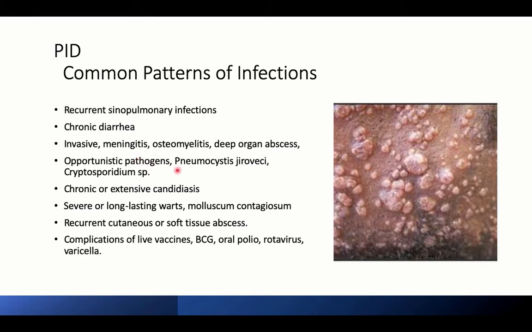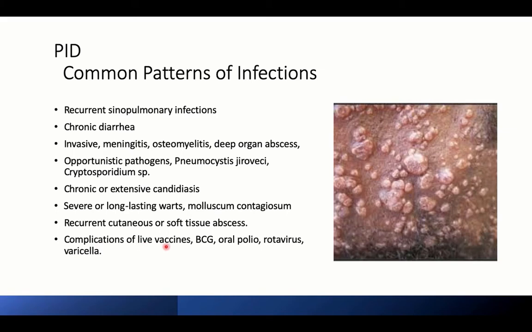Presence of opportunistic pathogens like pneumocystis jirovecii and cryptosporidium presenting with watery diarrhea. Also chronic or extensive candidiasis, very important to think about PID, severe or long-lasting warts, and molluscum contagiosum. This is severe and extensive molluscum, which is a viral infection. Opportunistic ones should raise suspicion also. Recurrent cutaneous or soft tissue abscesses, think of phagocytic defect.